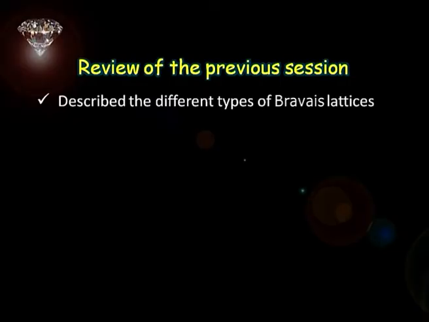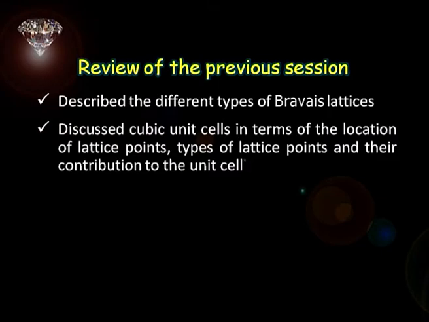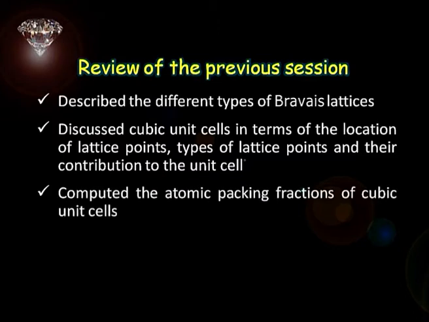We started with describing different types of Bravais lattices. Thereafter, we discussed in detail the cubic unit cells in terms of the location of lattice points, types of lattice points and their contribution to the unit cell. That means, which lattice points contribute how much to the unit cell. Thereafter, we computed the atomic packing fraction of different types of cubic unit cells, that is simple cubic, body centered cubic and face centered cubic.